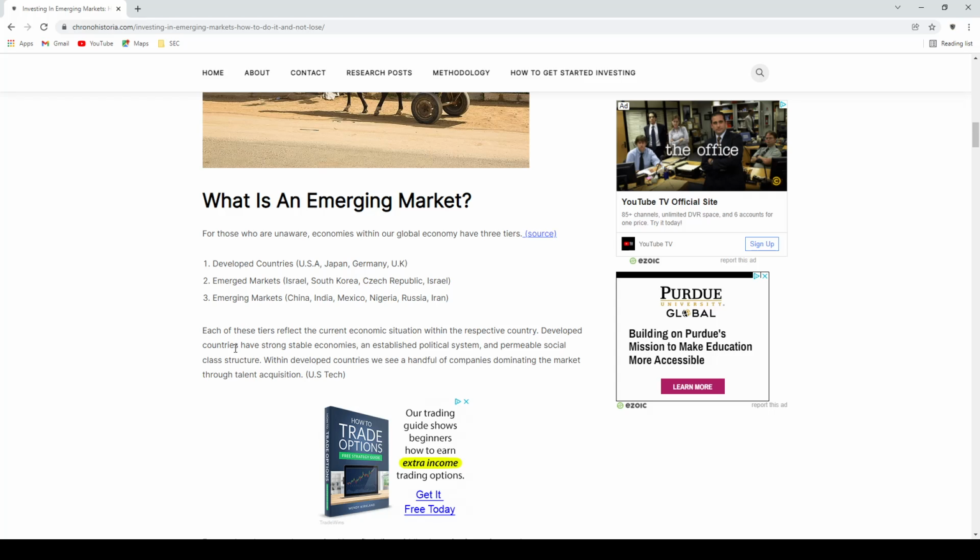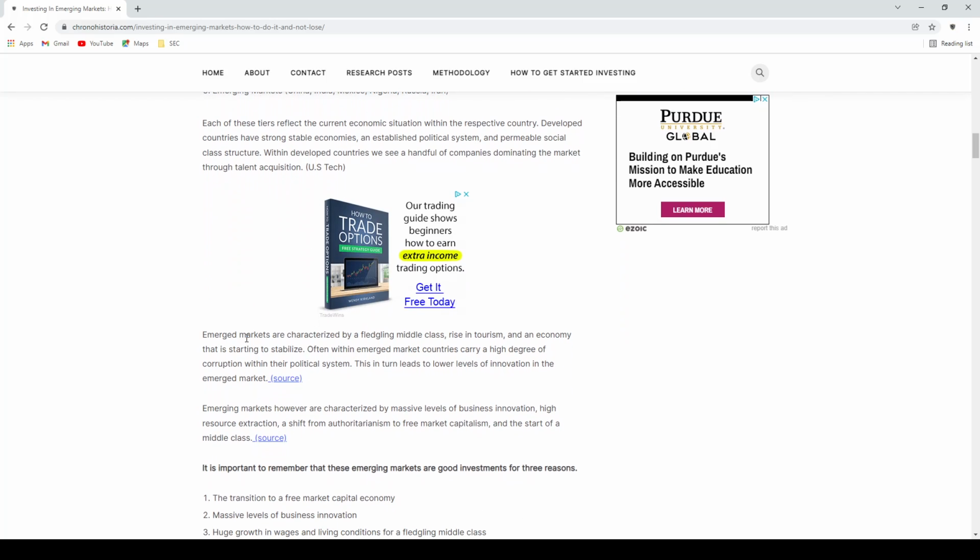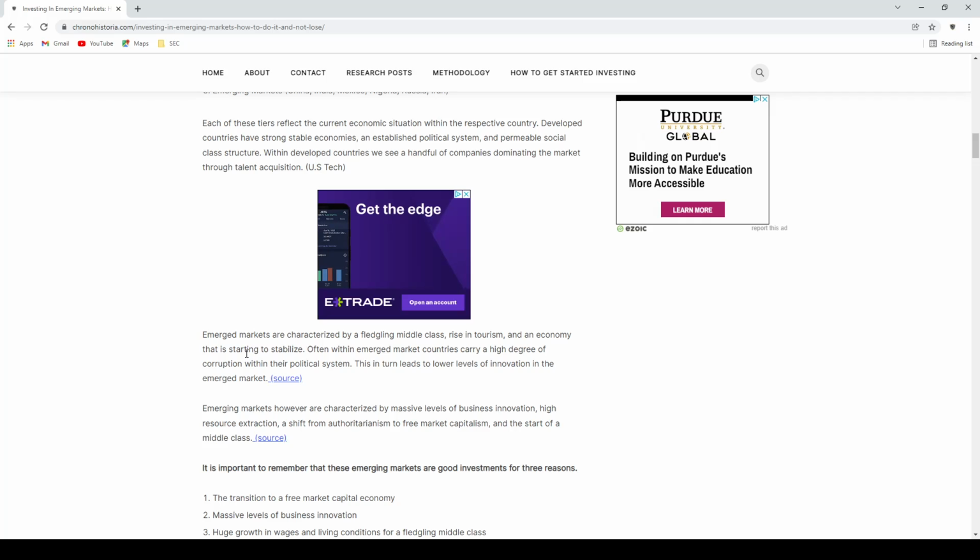Developed countries have strong economies, established political systems, and permeable social class structures. Think about the United States. By working hard, you can, in theory, work your way up. That's what characterizes developed economies. And usually, what it comes down to is talent acquisition. Developed economies can soak up all the available talent in the world because they pay the most and have the highest standard of living, et cetera.